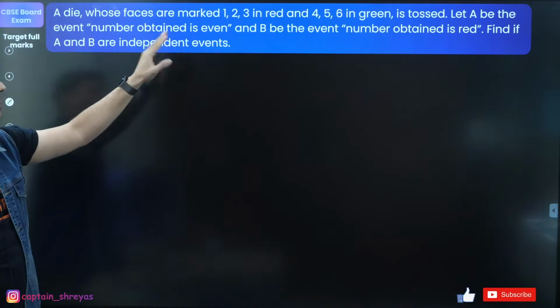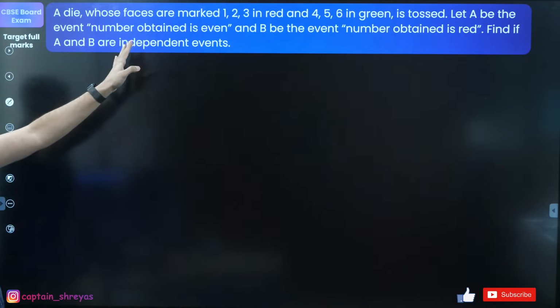A die. Looks like we have a probability based question. Faces are marked 1, 2, 3. Just check out what is given.